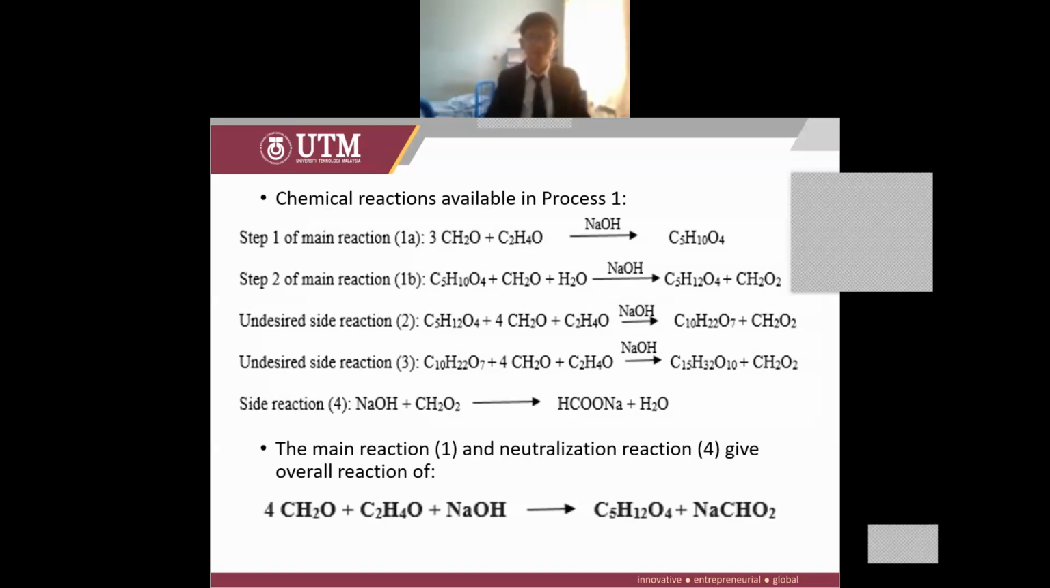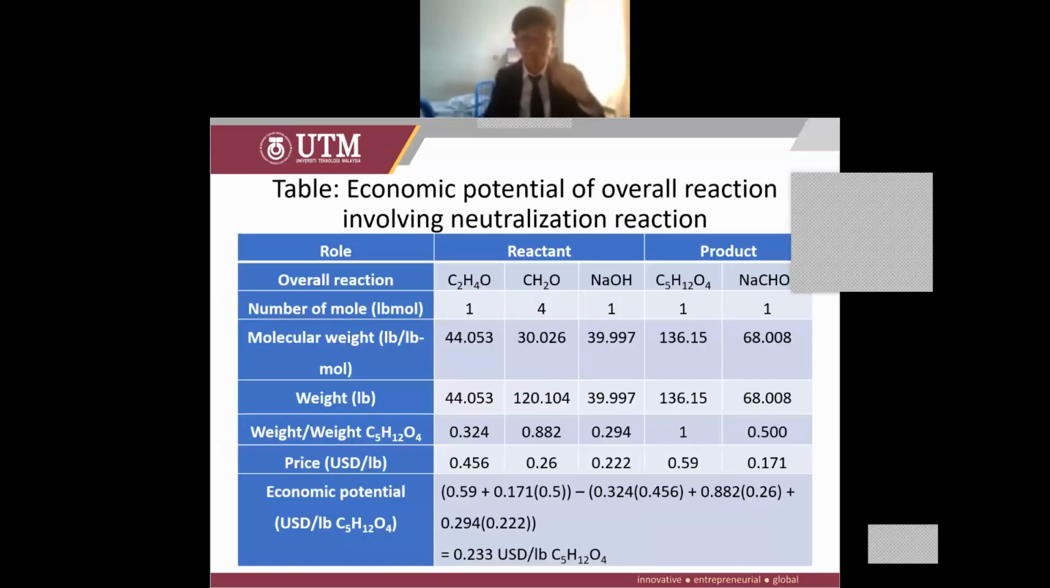As you can see, these are the reactions involved in the production of pentaerythritol, such as the main reaction, undesired side reaction, and side reaction. The overall reaction is stated below. Next. This is the updated economic potential after including the reaction of sodium hydroxide and formic acid, and we got 0.233 USD per pound of pentaerythritol. Next.